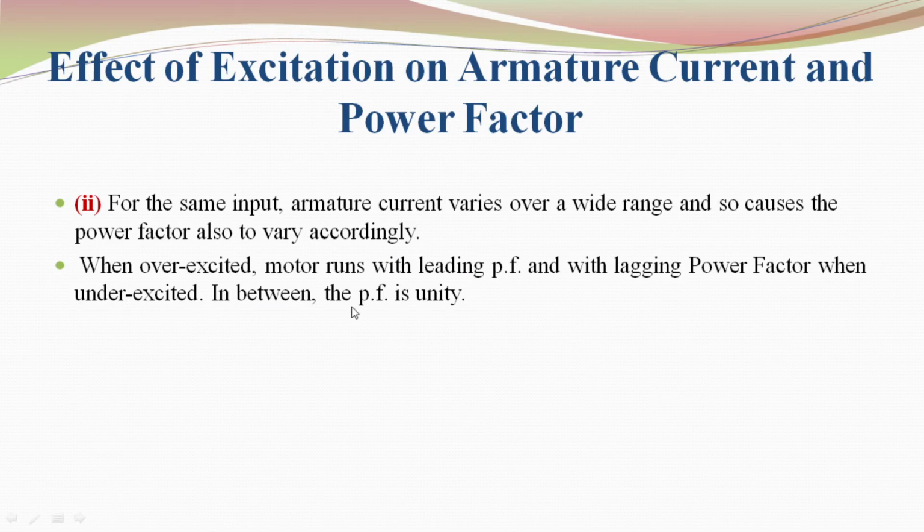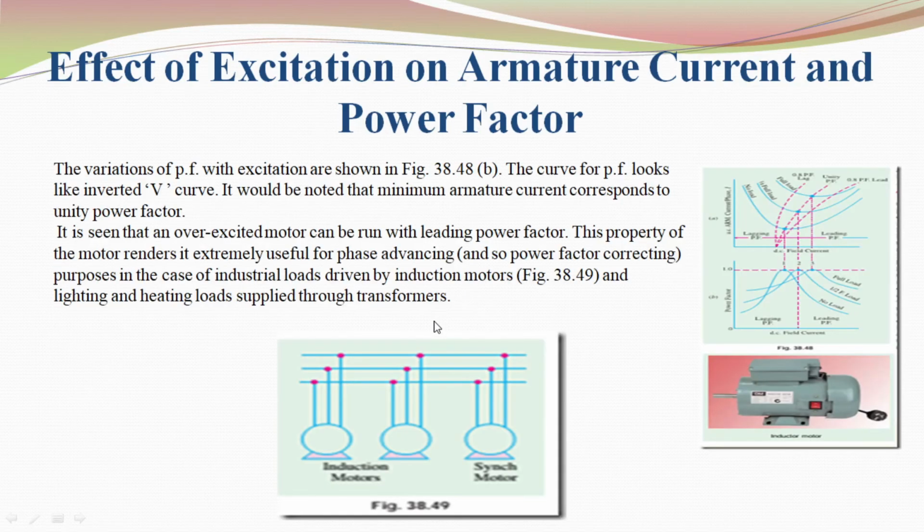So second case, that is for the same input, armature current will vary over a wide range and will cause the power factor to also vary accordingly. When overexcited, the motor will run with leading power factor and with lagging power factor when underexcited, and in between the power factor is unity. Okay, overexcited, leading power factor; underexcited, lagging power factor; and in normal operation, normally excited, the power factor is unity.